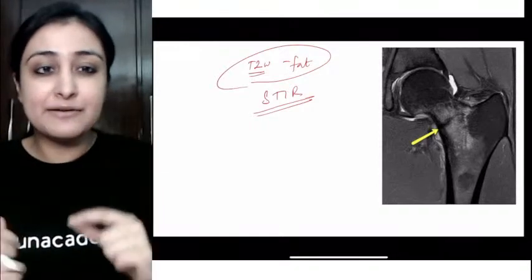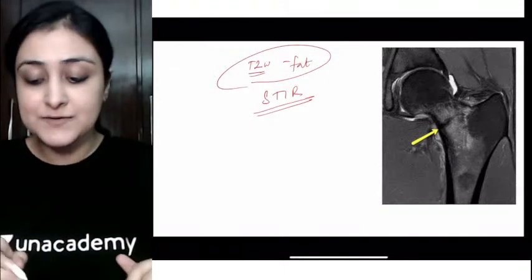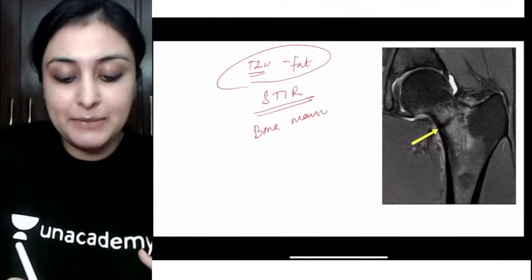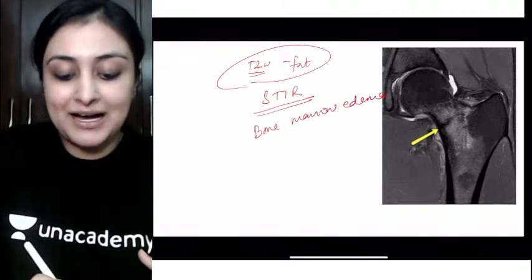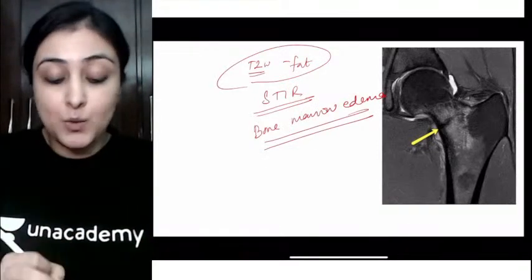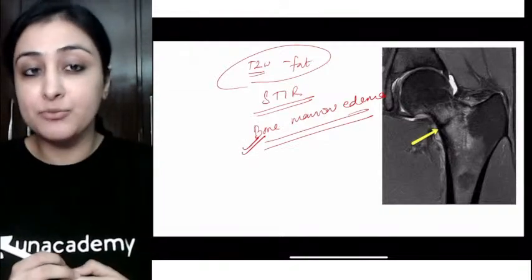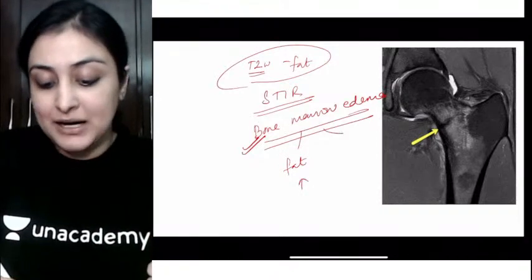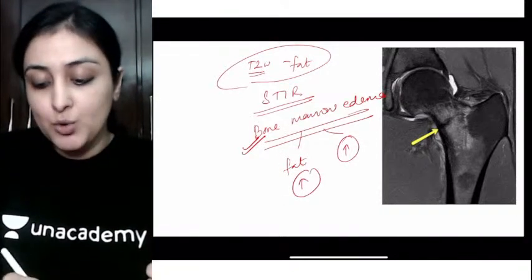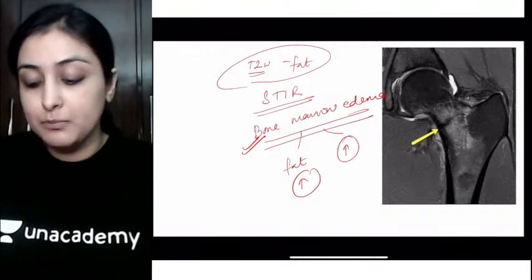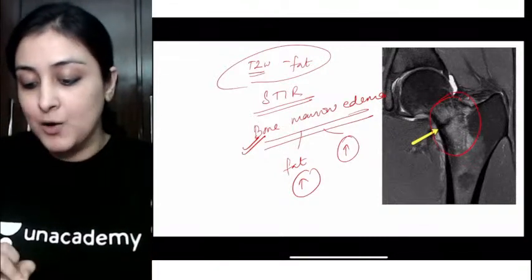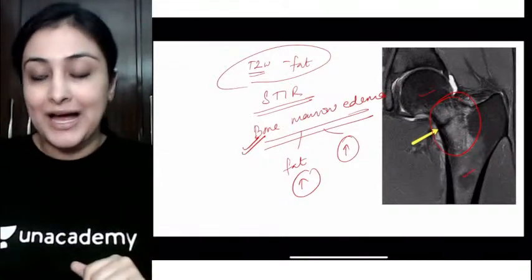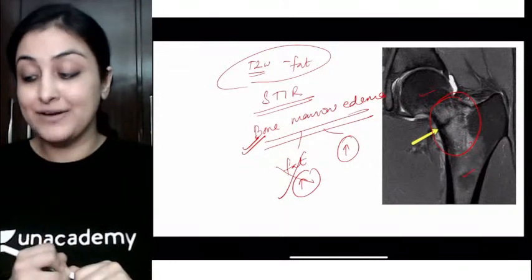All physics terms, not useful in the nomenclature. So why are we suppressing fat? What did fat do wrong? This is very useful in orthopedics. Anytime I want to see bone marrow edema, I need to kill out the fat, because what is the most common constituent of bone marrow? It is fat. So fat we know is hyperintense. Edema we know is hyperintense. So if both are going to be white, how will I ever pick up bone marrow edema? This is how bone marrow edema appears: it is white. But if bone itself is white, I can't pick it up. So I can only pick this up if I suppress this fat.